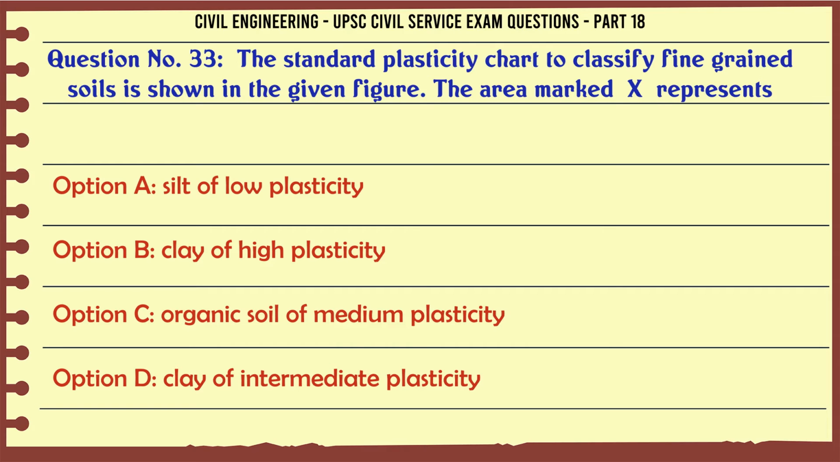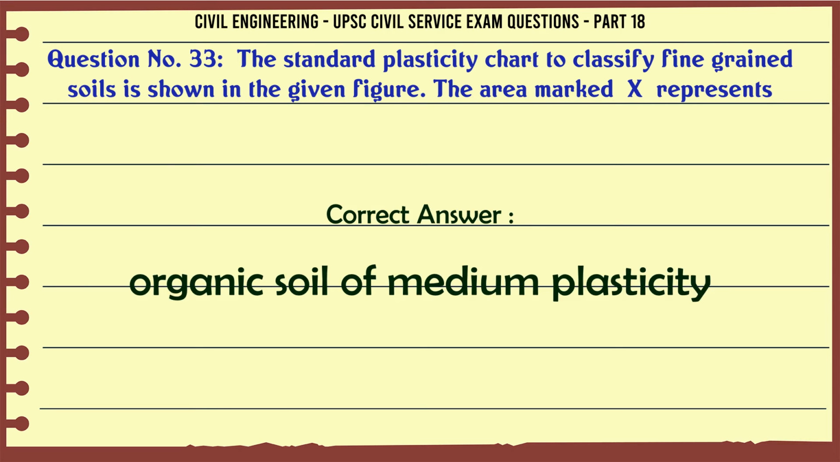The area marked X represents A, silt of low plasticity; B, clay of high plasticity; C, organic soil of medium plasticity; D, clay of intermediate plasticity. The correct answer is organic soil of medium plasticity.